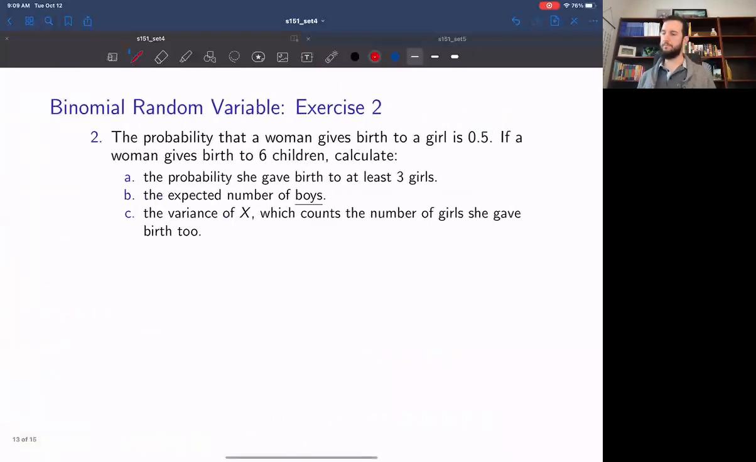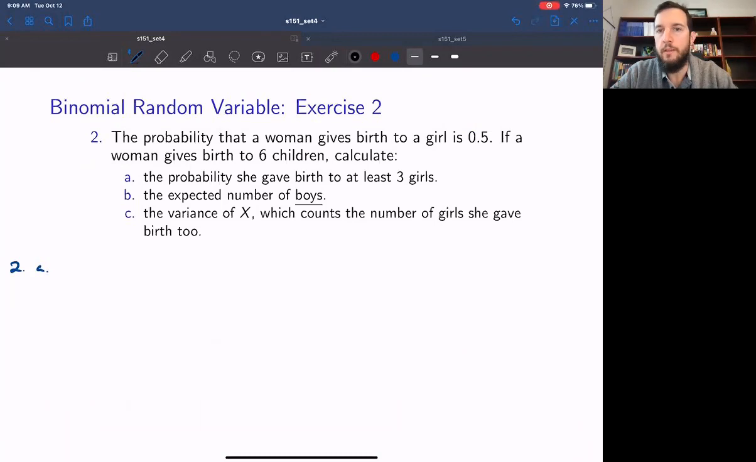One more example. Okay. Or exercise, one more exercise. Okay, so the probability that a woman gives birth to a girl is 0.5.